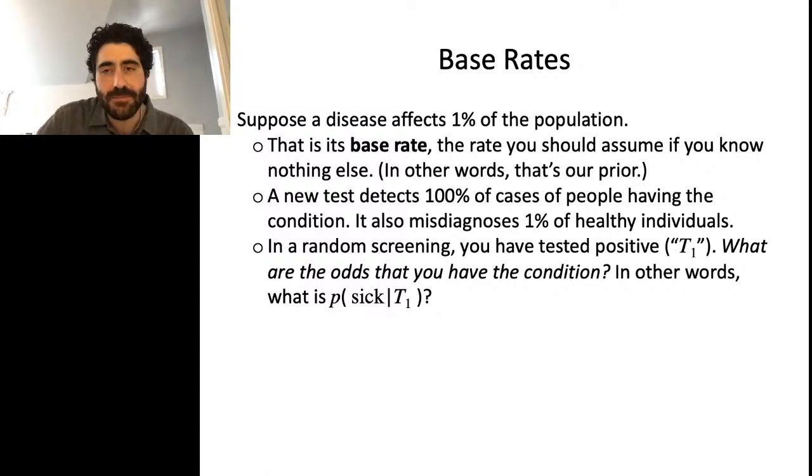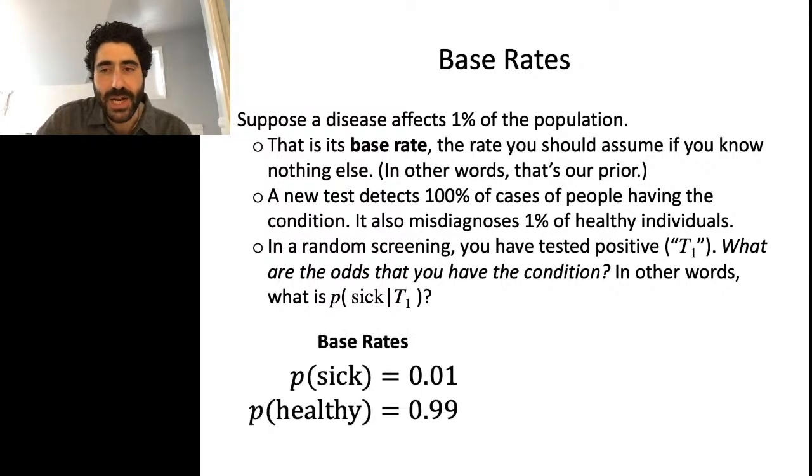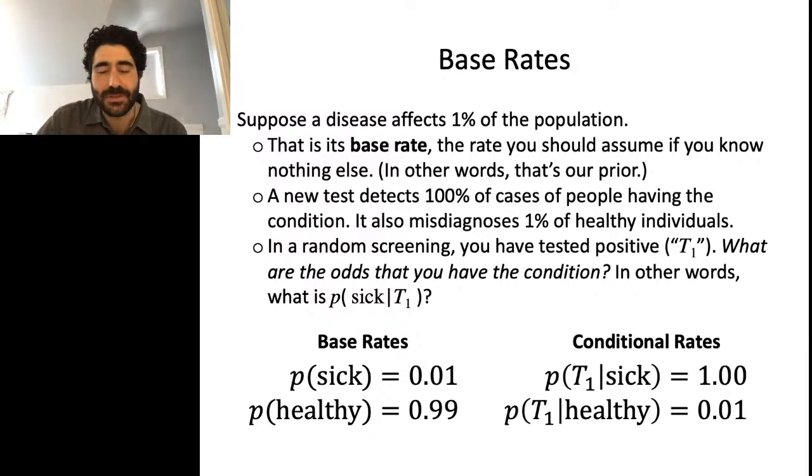So to use Bayes' rule, we need two ingredients. We first need to know the prior, which is our base rates in this case, which is that before we took the test, we were pretty sure we didn't have the disease. And we also need to know these conditional rates. We need to know if someone is sick, what's the chance they get a positive? If they're healthy, what's the chance they get a positive? In this example, we're assuming that if you're sick, you'll 100% of the time get a positive result. If you're healthy, then just 1% of the time you get a positive result, right?